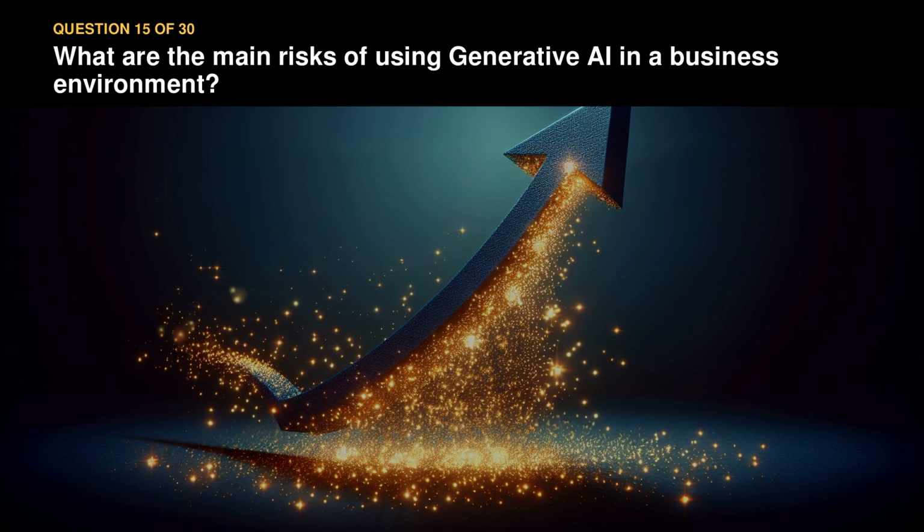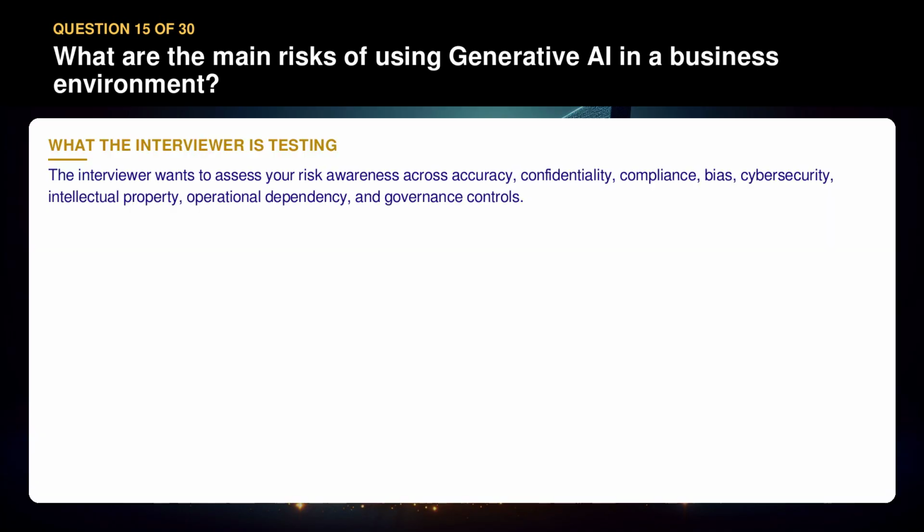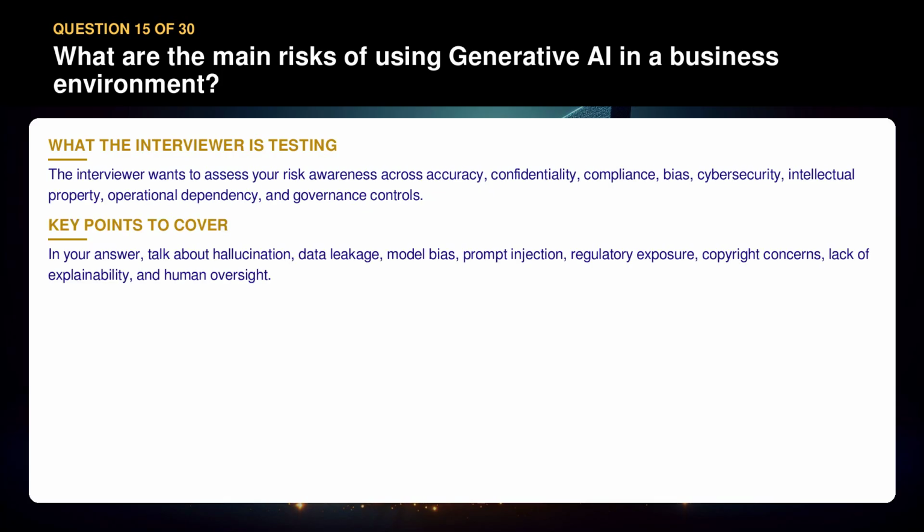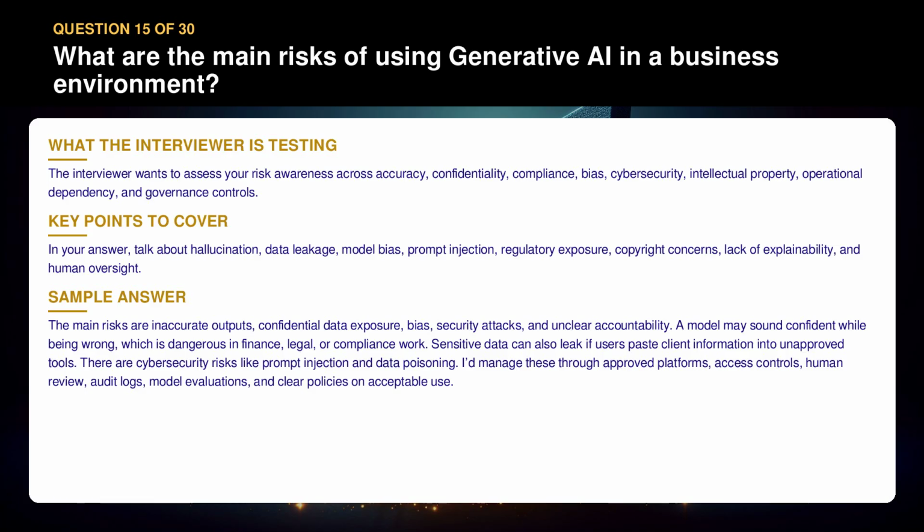Question 15. What are the main risks of using generative AI in a business environment? The interviewer wants to assess your risk awareness across accuracy, confidentiality, compliance, bias, cybersecurity, intellectual property, operational dependency, and governance controls. In your answer, talk about hallucination, data leakage, model bias, prompt injection, regulatory exposure, copyright concerns, lack of explainability, and human oversight. The main risks are inaccurate outputs, confidential data exposure, bias, security attacks, and unclear accountability.